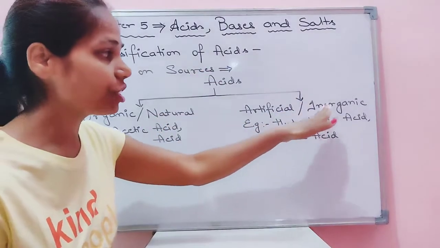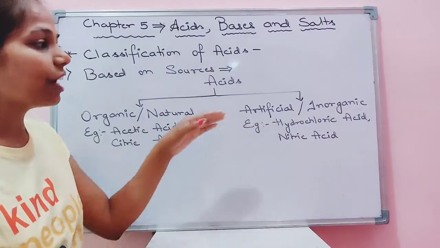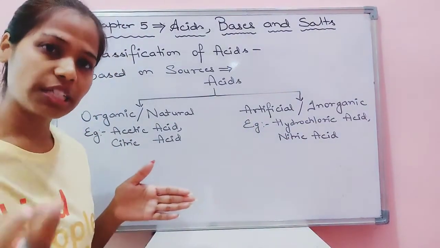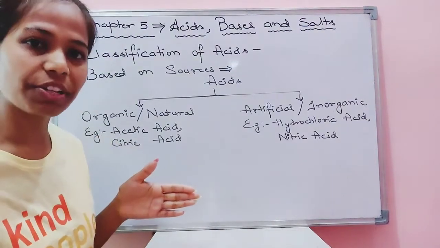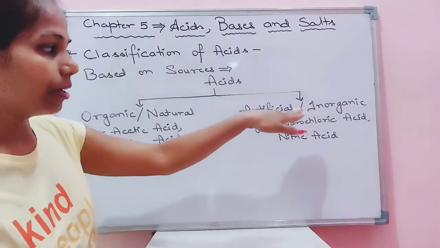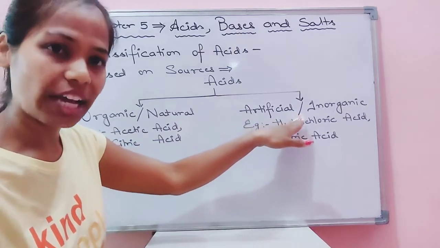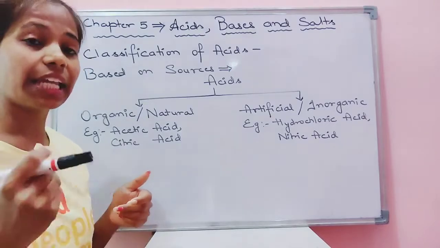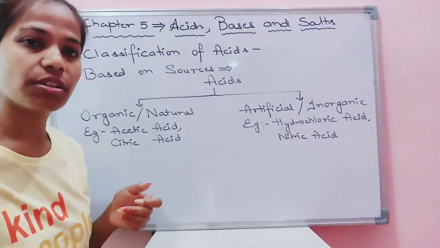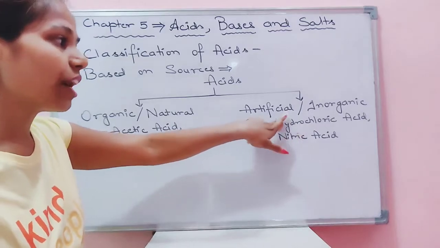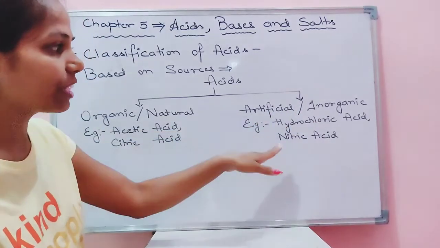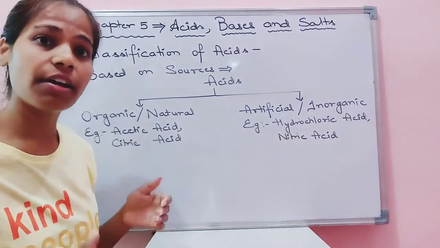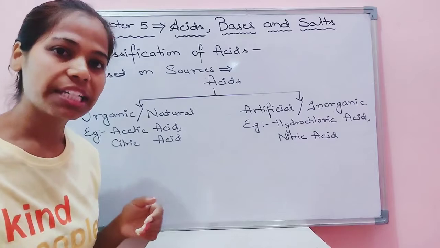The next one is artificial or inorganic acid, children. Artificial acids are made in laboratories with the help of chemicals and some minerals. When we artificially make an acid which is very strong and very corrosive in nature, it can harm your skin, it can burn your skin. Those are known as artificial and inorganic acids. For example, we make concentrated hydrochloric acid and nitric acid in the laboratories with the help of some chemicals.